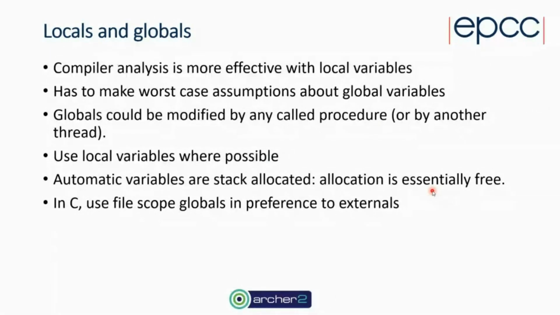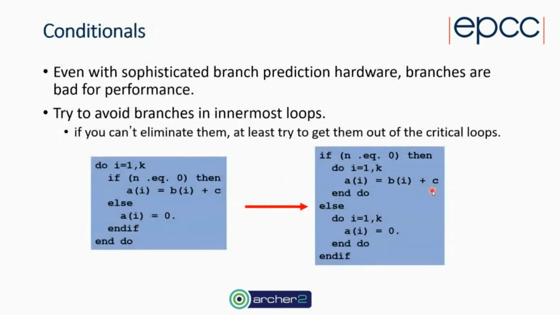So in general, global variables are to be avoided in terms of compiler optimization if possible. Use local variables and automatic variables where appropriate. Automatic variables are those defined inside functions themselves, because these more efficiently enable the compiler to optimize the application. And in C specifically, file scope globals are better than externals or whole program globals.